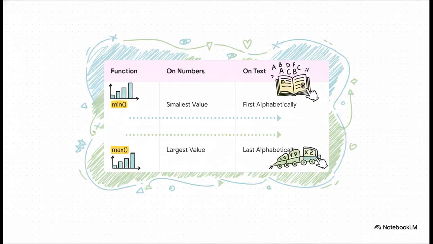And here's a cool little tip. This stuff isn't just for numbers. Functions like min and max also work on text, but they do it alphabetically. It's just a neat little detail to keep in mind for other kinds of analysis you might be doing.